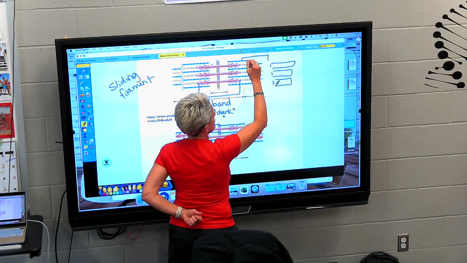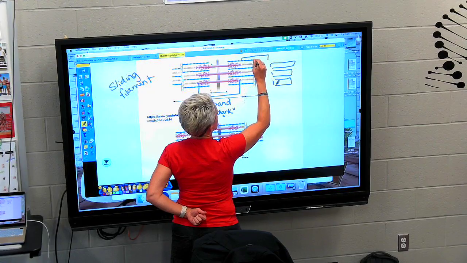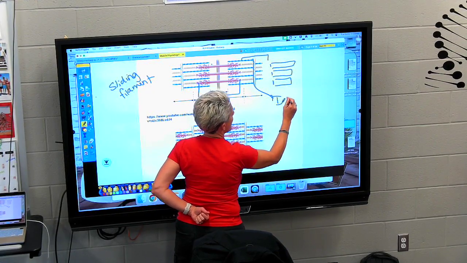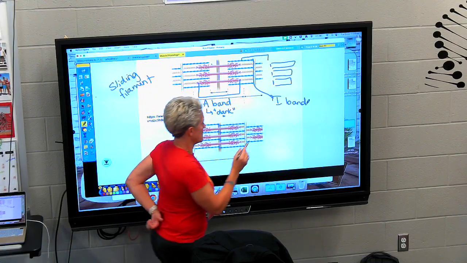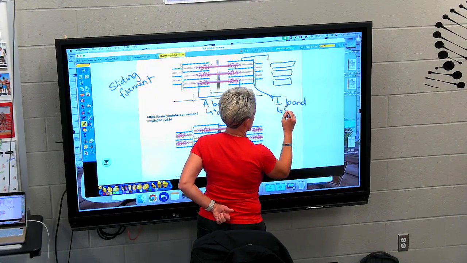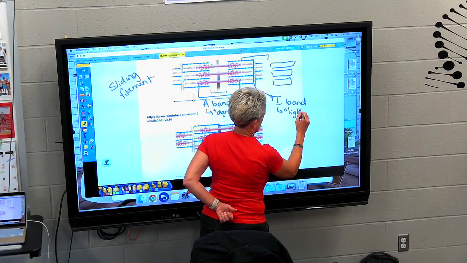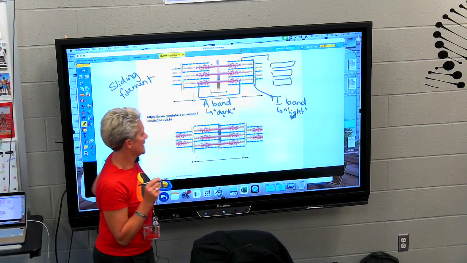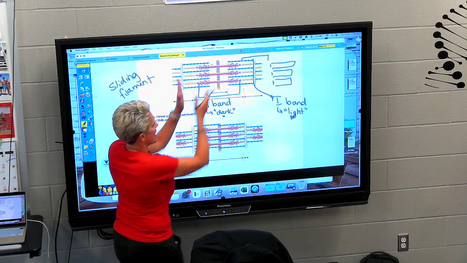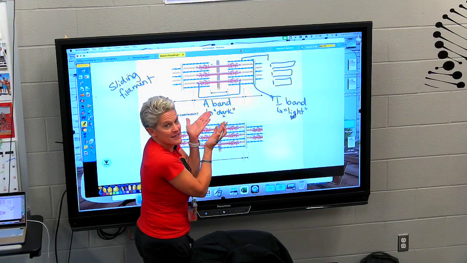Right here, in between there, this part is called the I band, where I don't see anything under the microscope, and that stands for light band, with the I, all right? And so it's this repeating pattern. Dark, I can see it under the microscope.